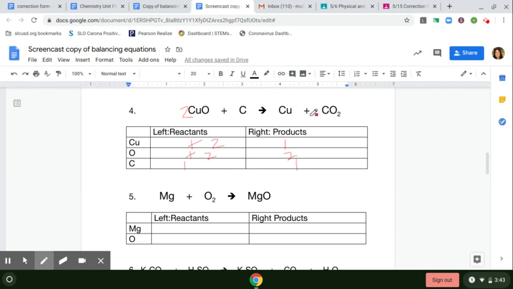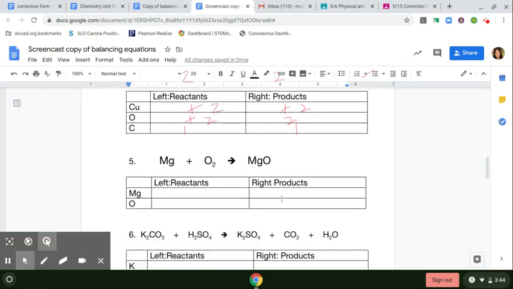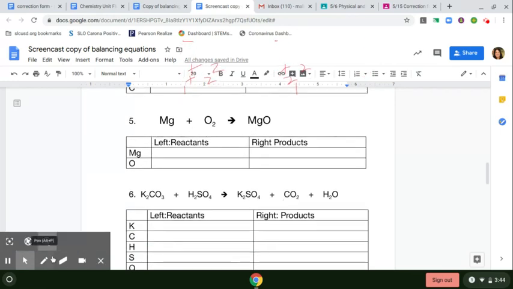And so now my copper is unbalanced. And so that means since I only have 1 over here, if I put a coefficient of 2 in front of this one, 2 Cus, that's 2 coppers. I'll change that to a 2. And we are balanced. Okay. Moving on.